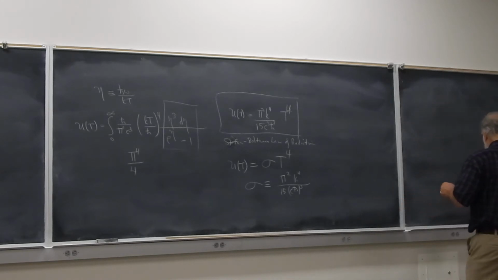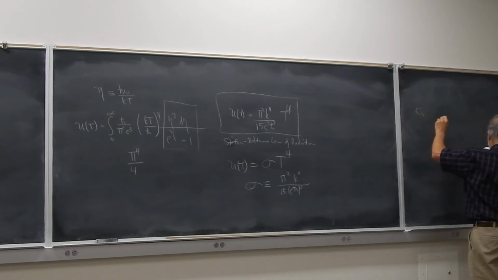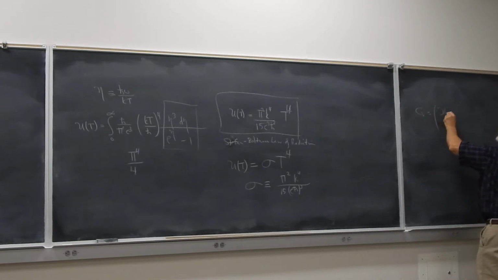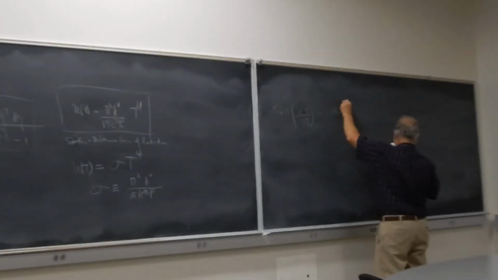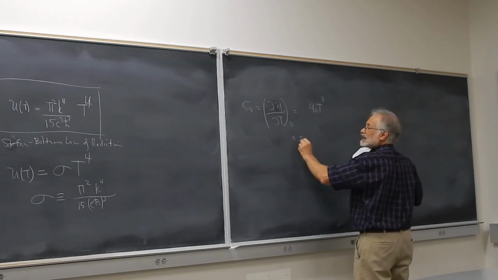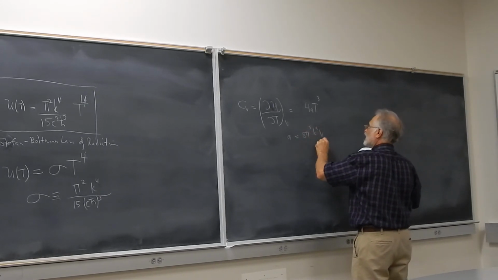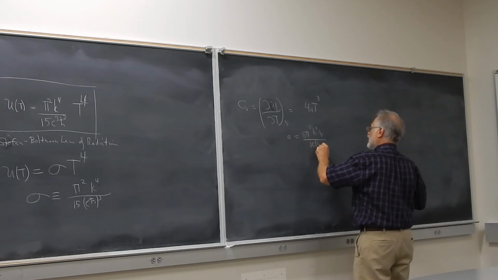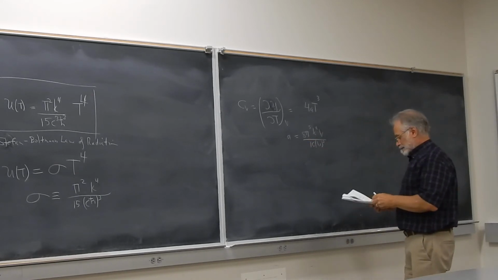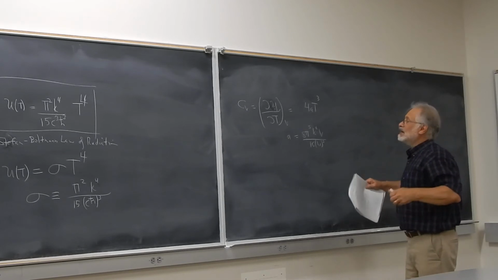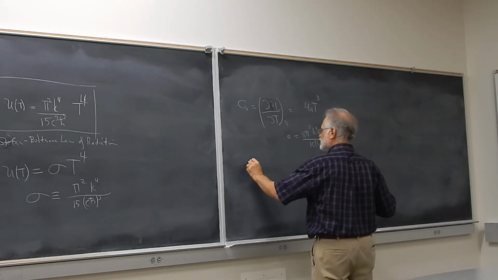Other things we can get from this, by the way: we can calculate a heat capacity, which is just the derivative of the energy with respect to temperature at constant volume, and that will turn out to be 4 A T cubed, where A is 8 pi to the 5th k to the 4th times volume divided by 15 h c cubed. And this works all the way down to T equals 0. Of course, at T equals 0 the heat capacity is 0.